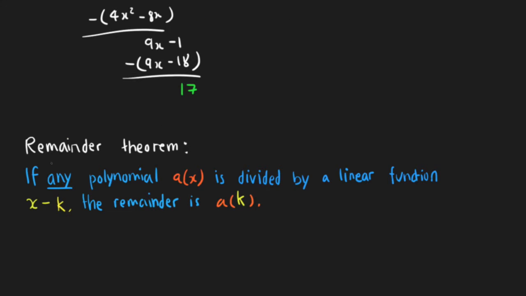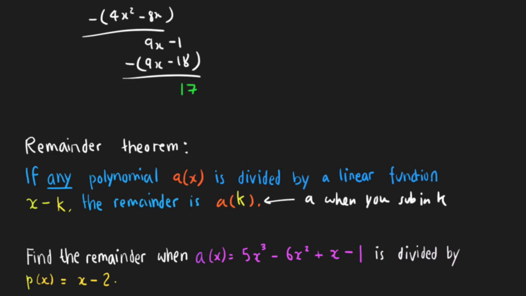So what is the remainder theorem? Well, this is a theorem that states that if we have any polynomial at all, whether it's a quadratic, a cubic, or it could even be to the degree 100, if we have any polynomial a of x, and we divide it by a linear function x minus k, then our remainder is a of k. What this means, in case you're not familiar with function notation, is that a of k is just a shorthand way of writing a when you sub in k.